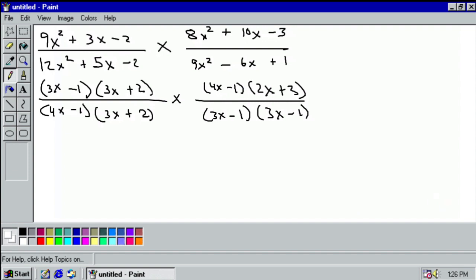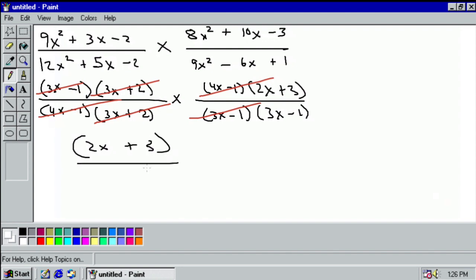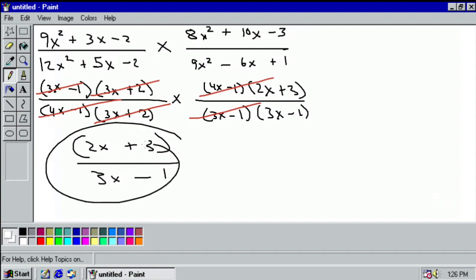Now let's cancel what we can. Cancel 3x plus 2, and also cancel 4x minus 1, and cancel 3x minus 1. That's all we can cancel. So what we have left is 2x plus 3 over 3x minus 1. We can't really simplify this further, so this is the final answer.